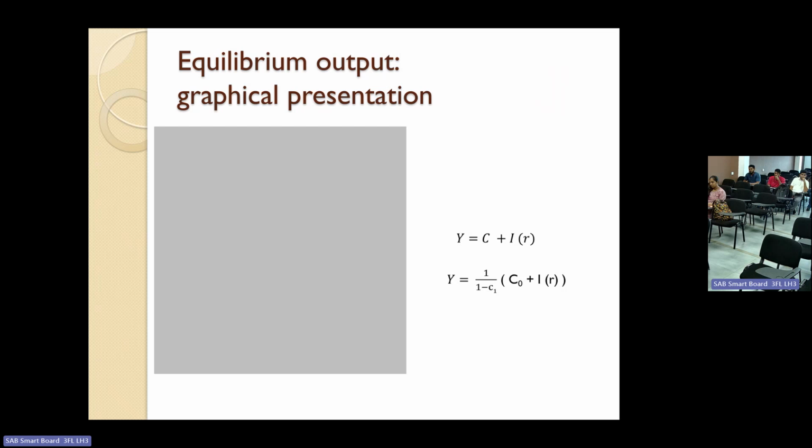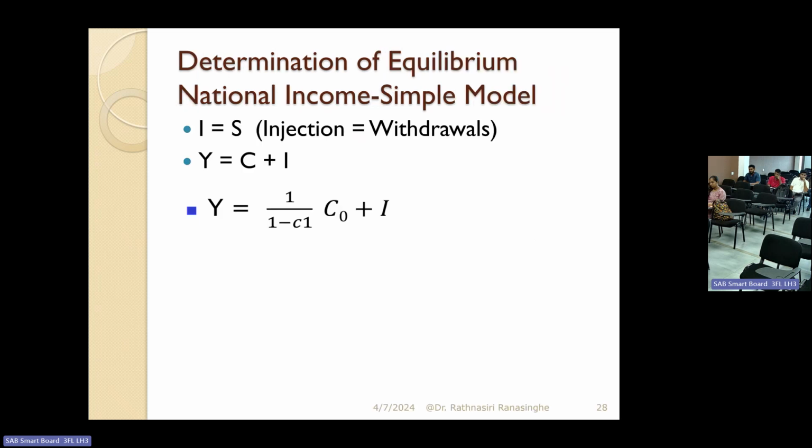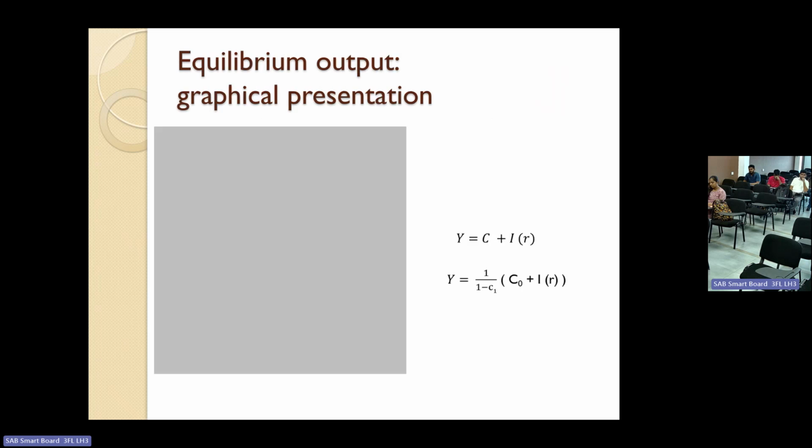Now we are still in the simple model, where there exist the household and the business sectors, only the two sectors. That was the sectional explanation. Now we can use the graphical explanation. So our model is Y equals C plus I. Consumption mainly depends on income, so this way also we can write it.